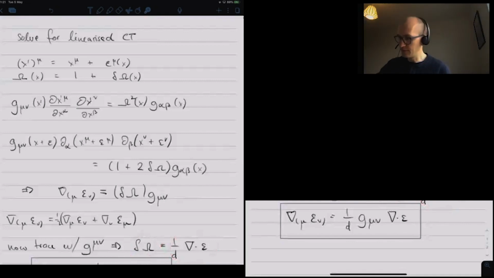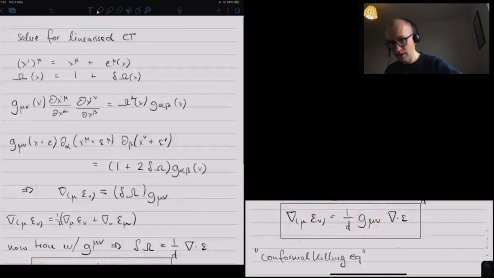So now, obviously, this is some differential equation for the epsilons given the metric g, and I will now solve it. Just the name: it's the conformal Killing equation. This is what people call the conformal Killing equation. And the epsilon mu is a conformal Killing vector.